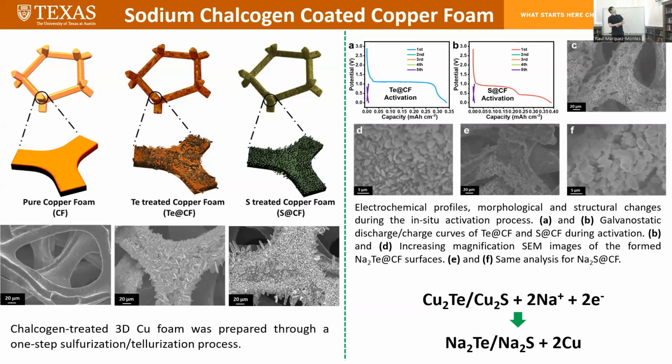We coated or treated the surface with either tellurium or sulfur. So it's like in situ forming some kind of texture on top of the surface. In the case of tellurium, it forms nanosheets, and in the case of sulfur, it forms some granular structure, as you can see. Okay, so we just use those modified copper foams as the substrate.